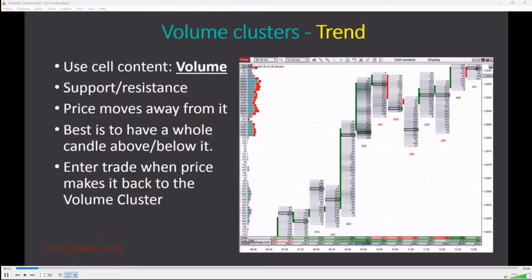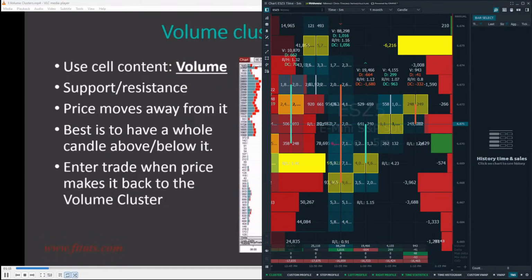The first thing you need to do is set up your chart so it looks like mine. The only thing you need to change is the cell content. You click it and change it so it shows volumes, all right? So not bid and ask, but volume. When you turn on this visual option, it will look like this, and every cell will show how many volumes got accumulated and traded at the given price.